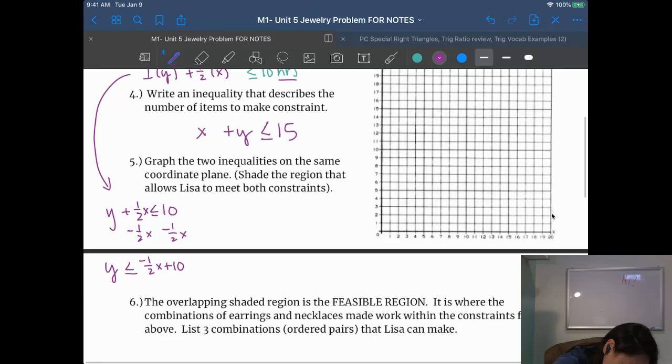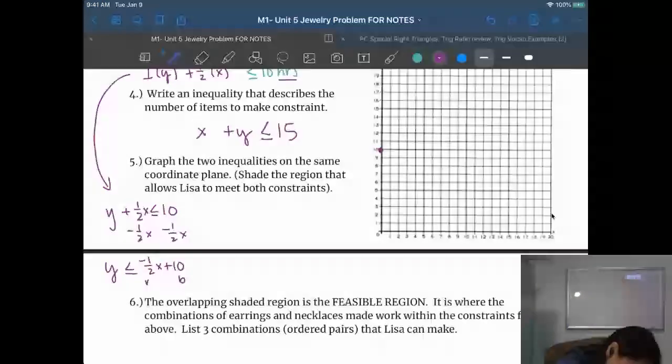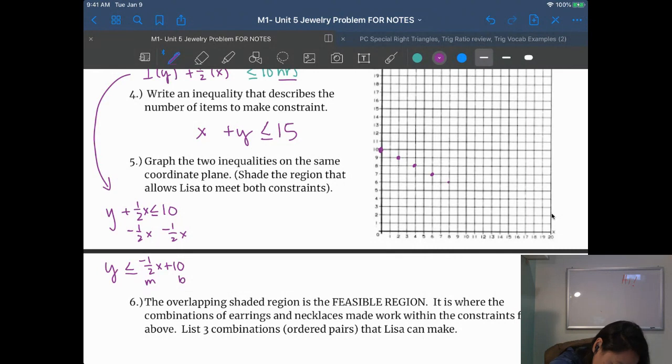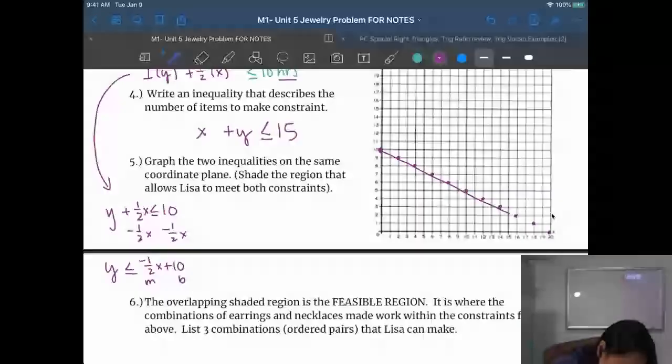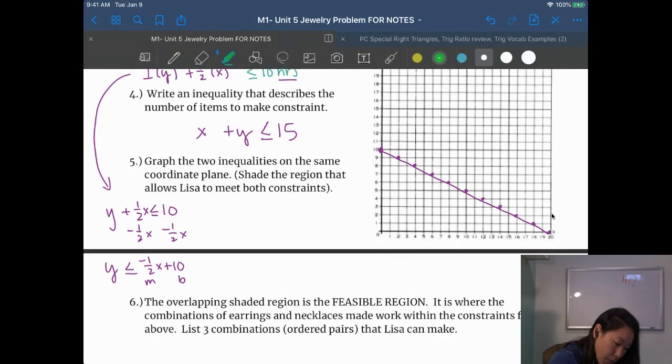My b value, or my y-intercept, is 10, and then my slope is down 1, right 2. Down 1, right 2. Down 1, right 2. And I graph in a whole bunch of points, because then my line is really straight. Do I use a dotted or a solid line here? I'm going to use a solid line because we can equal those 10 hours.